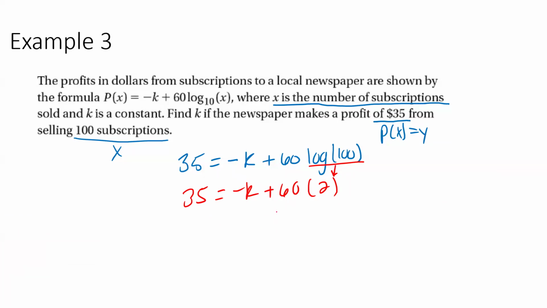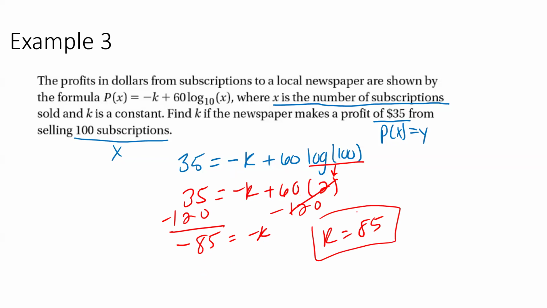So how do I move it? I'm going to subtract 120 from both sides. When I subtract 120 from both sides, what do I get? We get 35 minus 120, which is negative 85, equals negative K. So what is K? 85. So K equals 85. So now we know the K value. That's it.